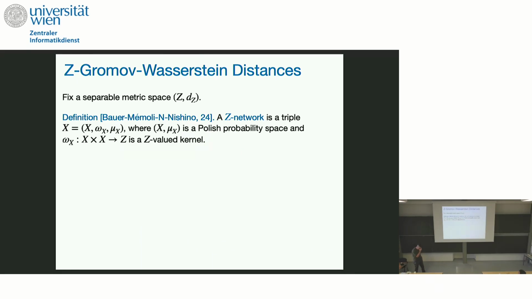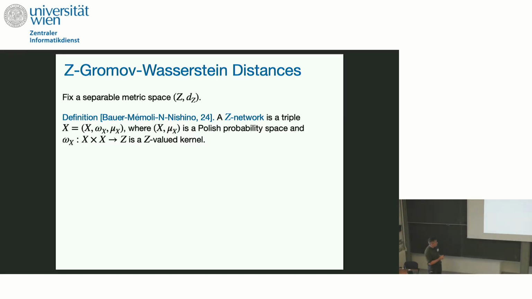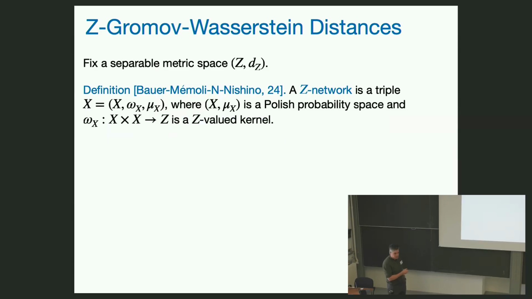So the idea is to define Gromov-Wasserstein relative to a kind of fixed target for your kernel. Okay, so I'm going to fix a separable metric space, Z. And then I define a Z network to be a triple that looks like kind of the kind of thing we had before. Okay, so it's X, omega, mu. X, mu is still a Polish probability space, just like before. The difference here is that my kernel doesn't take values in R, but takes values in Z. Okay, so omega eats a pair of points from X and returns some point in this fixed metric space, Z.